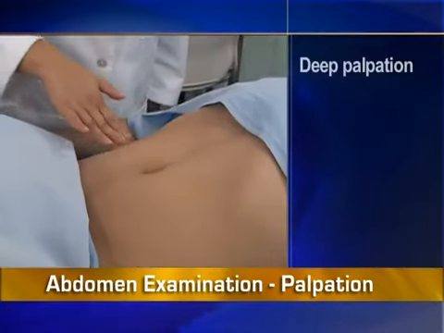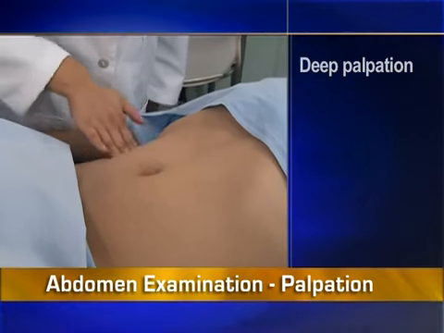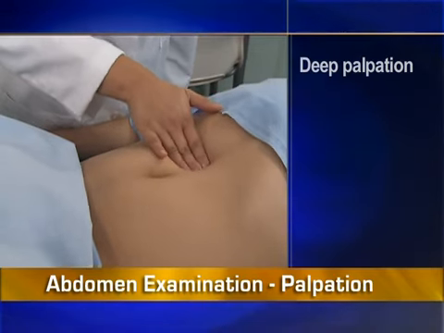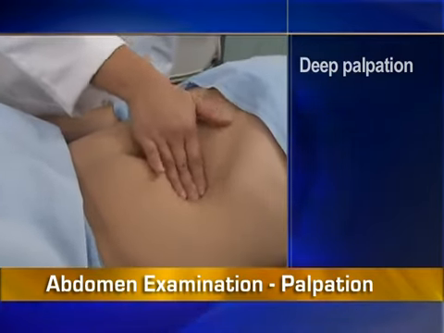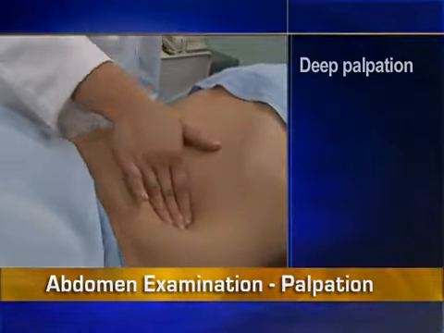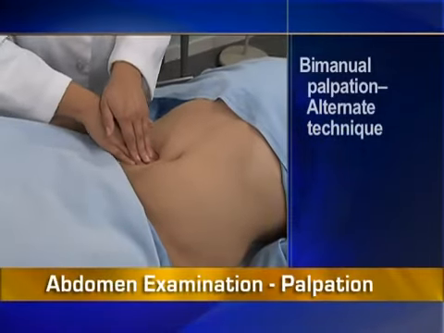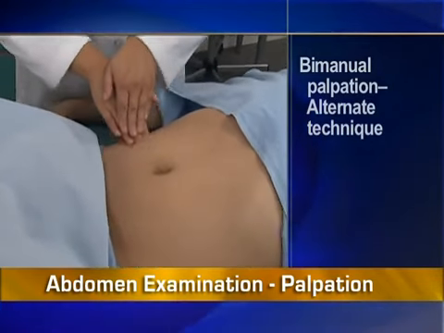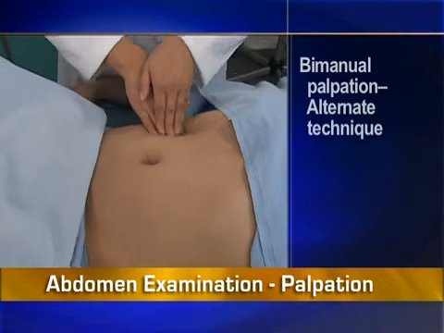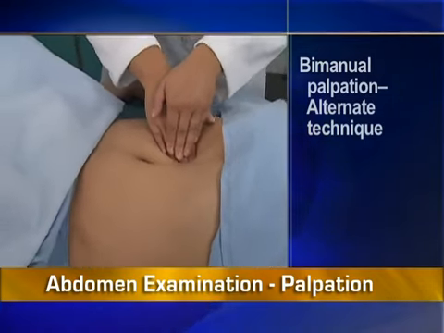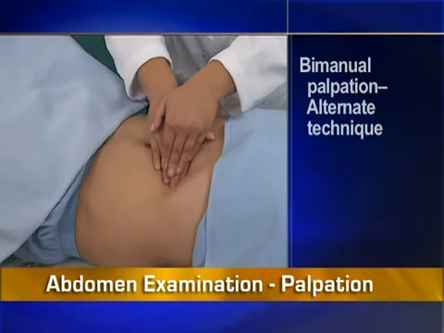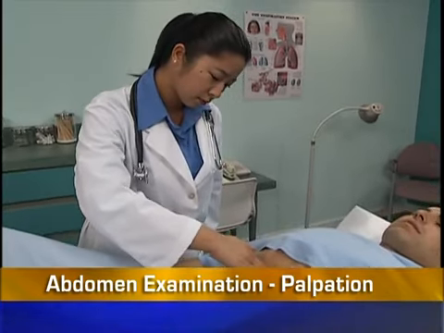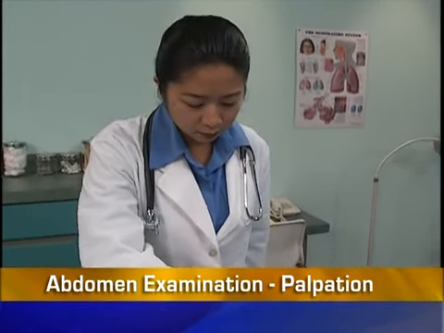Next, palpate deeply in all quadrants. Use the same technique you used for light palpation, but press in about 5 to 8 centimeters. If the person has a very large or obese abdomen, use bimanual palpation. Place one hand on top of the other. Then push with the top hand and palpate with the relaxed bottom hand. To make sense of what you're palpating, try to visualize the structures under each quadrant.